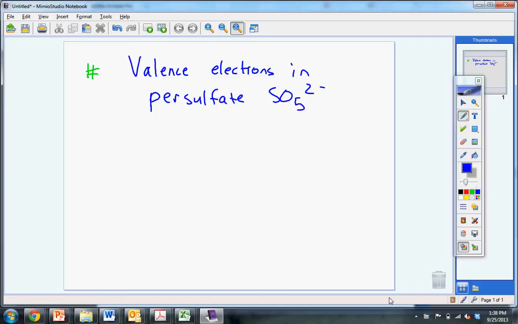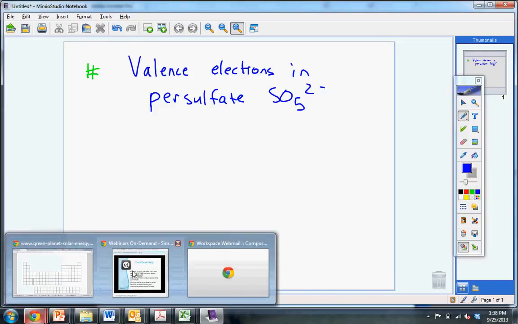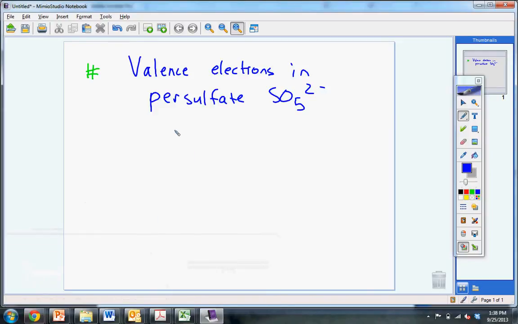Isn't it the column that the elements are in? Okay, so we know that sulfur and oxygen, are they in the same column? Yeah, they're both in the same column. So sulfur is in column 6 and oxygen is in column 6. All right, so that kind of helps. What do we do after that?